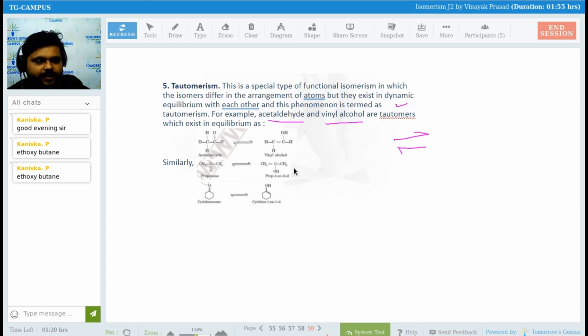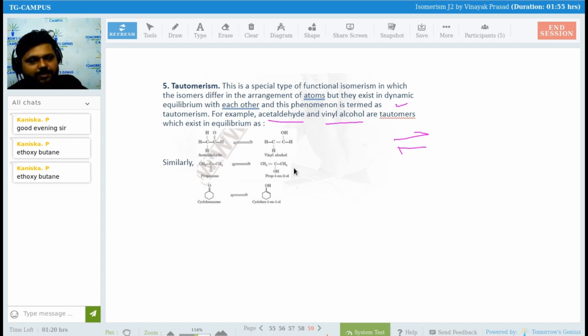See here. This is C double bond O, single bond H. This is an aldehyde. Is it okay? Now see here. This time we have C, OH and H. This is an alcohol with a double bond next to it. This is vinyl alcohol. Is it okay?